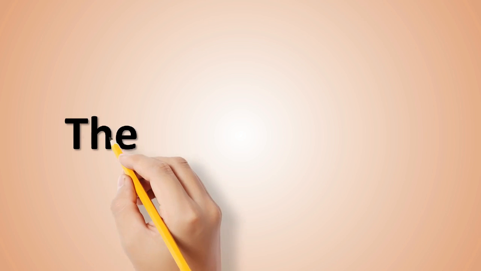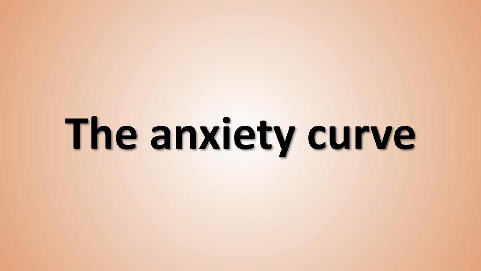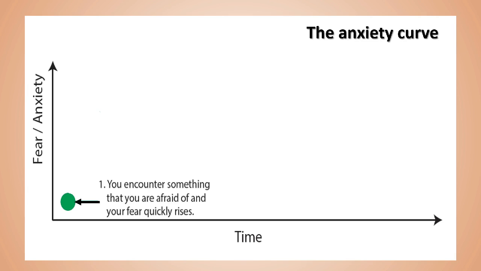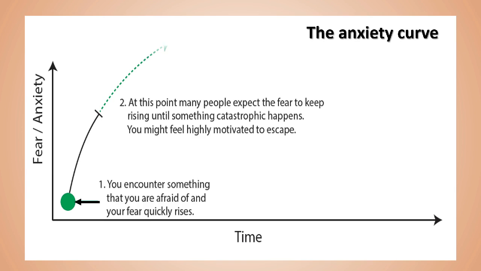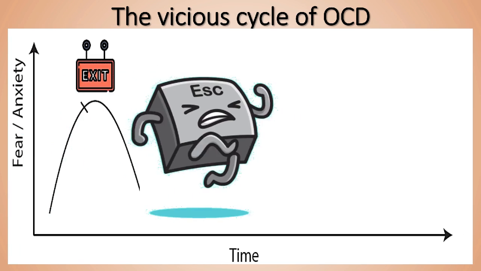Next, we'll explain the anxiety curve. When we enter a situation that we are anxious about, our anxiety quickly rises. At this point, we expect our anxiety to keep on rising until something catastrophic happens. Sometimes people feel like they need to escape the situation. Some people might avoid or escape the situation.